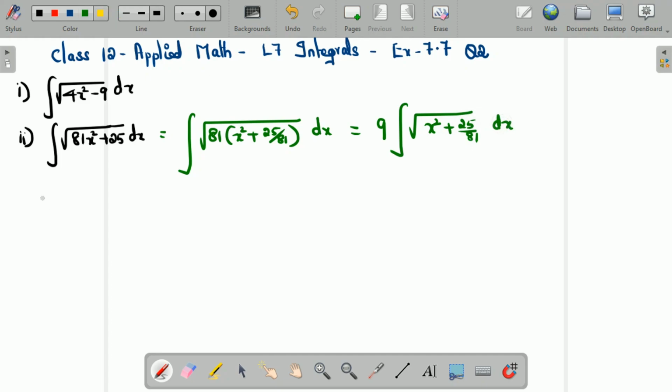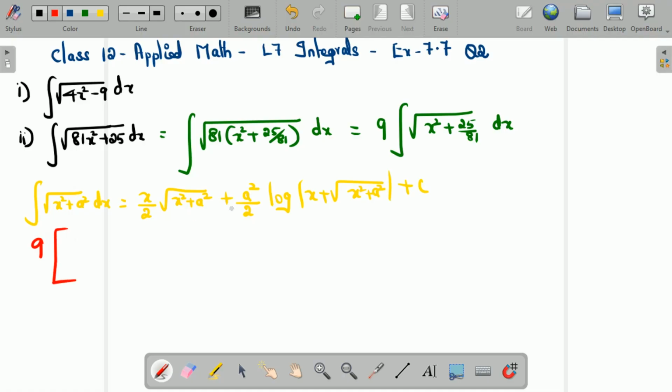Now this is of the form integral of root of x squared plus a squared dx. The formula for that is x by 2 root of x squared plus a squared plus a squared by 2 log of x plus root of x squared plus a squared plus c. So we're going to apply this particular formula here, but remember there is a 9 that needs to be multiplied to every term. So I'm putting 9, opening a square bracket, and then I'm going to substitute the formulas.